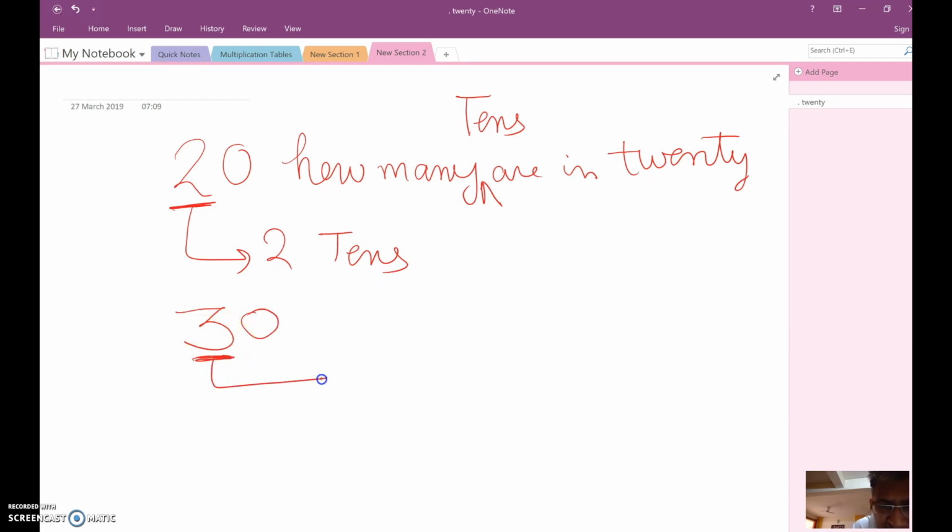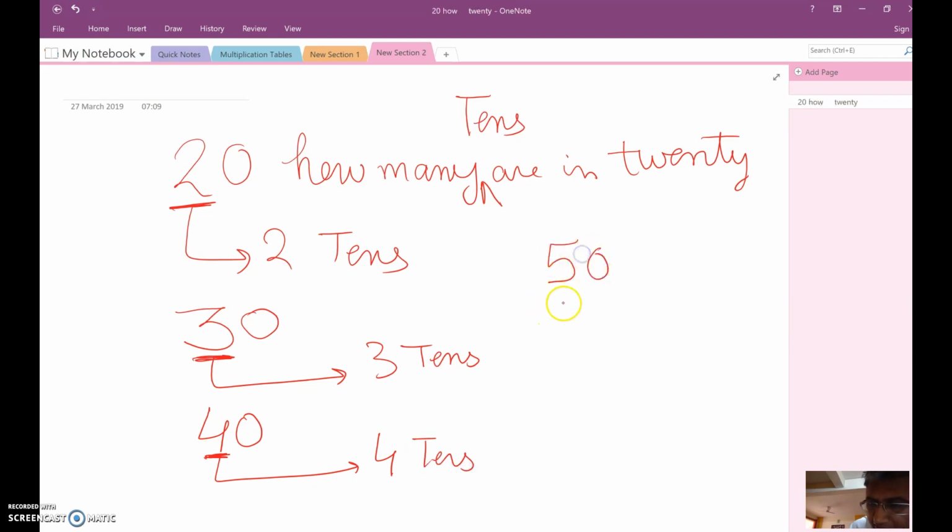So it means we are having 3 tens in 30. Now I ask you, how many tens are in 40? 4 tens are in 40. If I ask you, how many tens are in 50? 5 tens are in 50. Now you tell me, how many tens are there in 60? Right, you are right. The answer is 6 tens are there in 60.